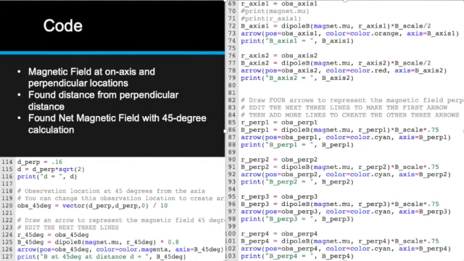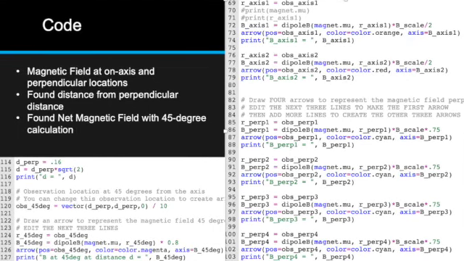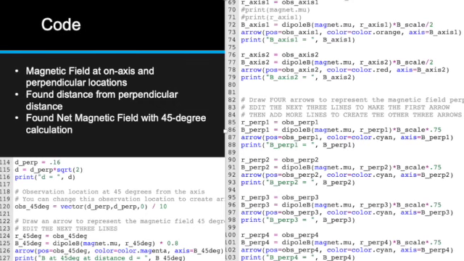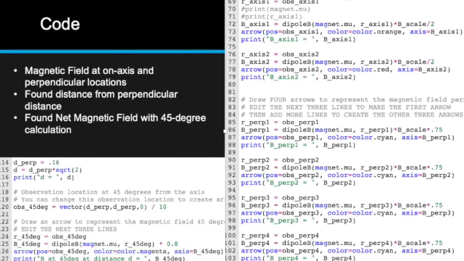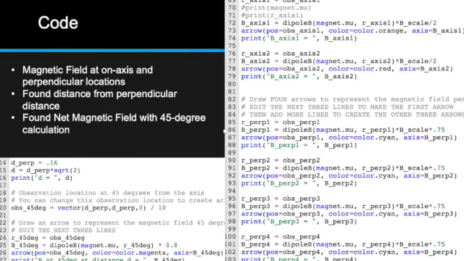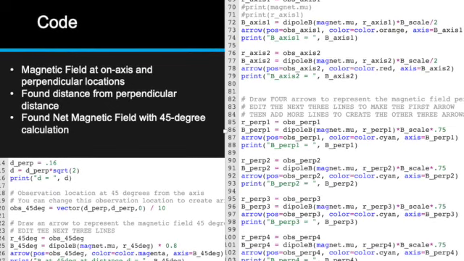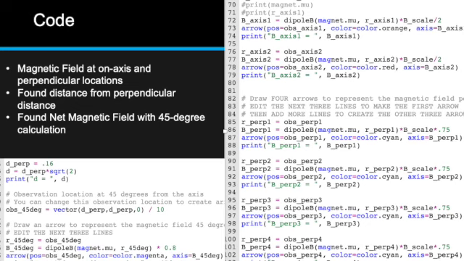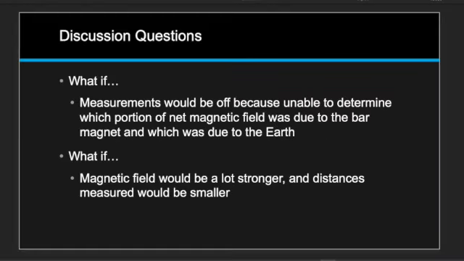Next, we found the net magnetic field with the 45-degree calculation, with the observation location being at the perpendicular distance of the x and the y, which is 0.16 found from our lab. Then we plugged in that location into the dipole formula from earlier, along with the magnetic moment, and did that times 0.8 just so the magenta color arrow could be seen.